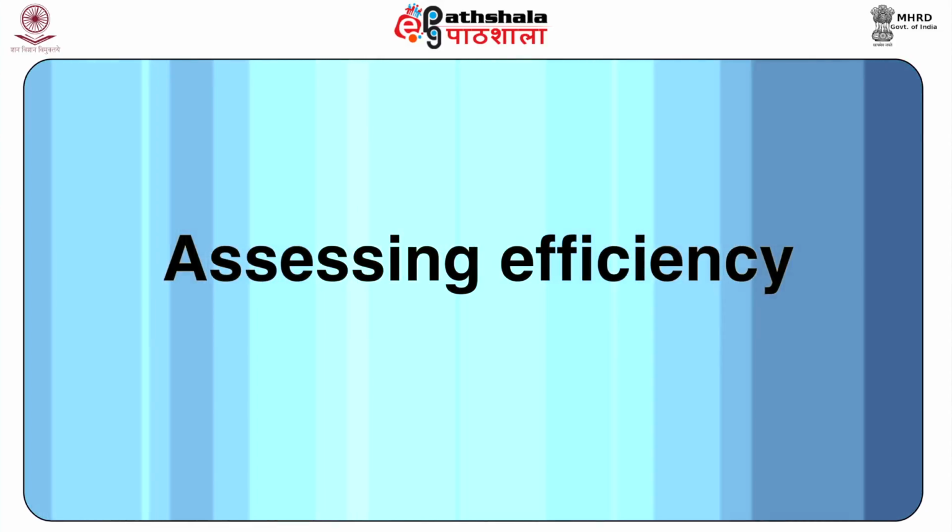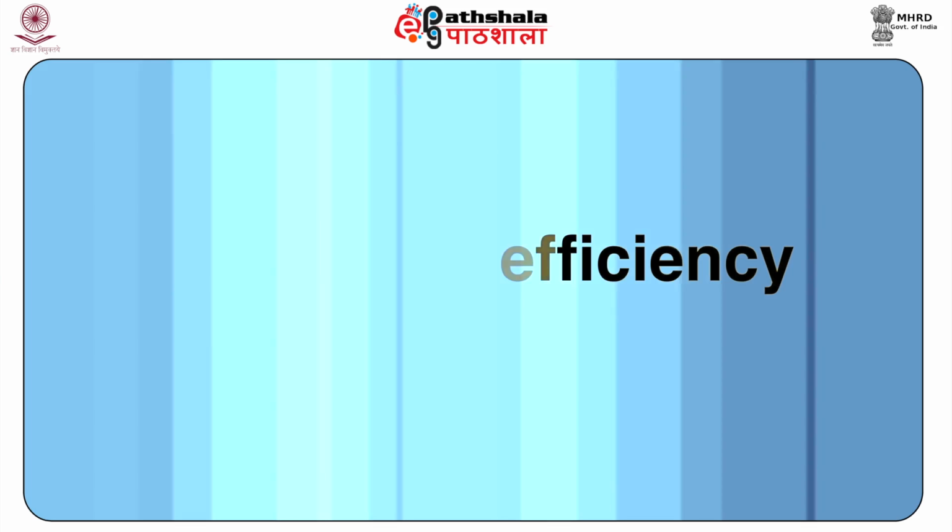But before that, let's talk about assessing efficiency. Finally, cost benefit or cost effectiveness analysis assesses the efficiency of a program. Evaluators outline the benefits and cost of the program for comparison. An efficient program has a lower cost benefit ratio.